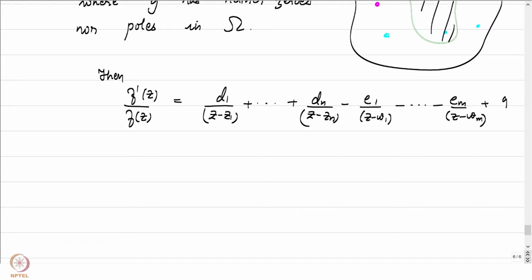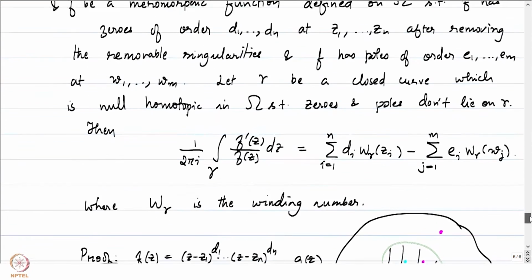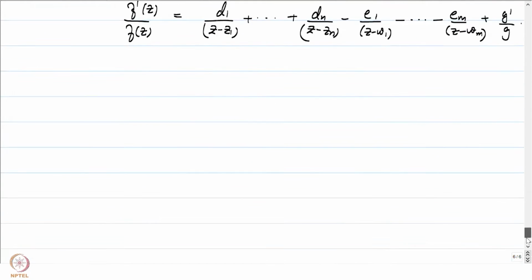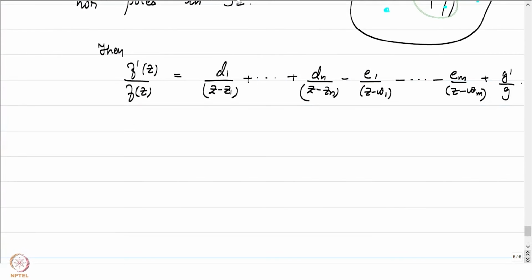Minus e_m by z minus w_m, plus g prime by g, g prime of z by g of z. Now, g prime by g is a function which is holomorphic on omega, and let us now look at what our curve had as properties. It was a closed curve which is also null homotopic in omega. So, if you now look at the integral of this function dz, maybe we can put a 1 by 2 pi i here to capture the winding number, that is the goal.